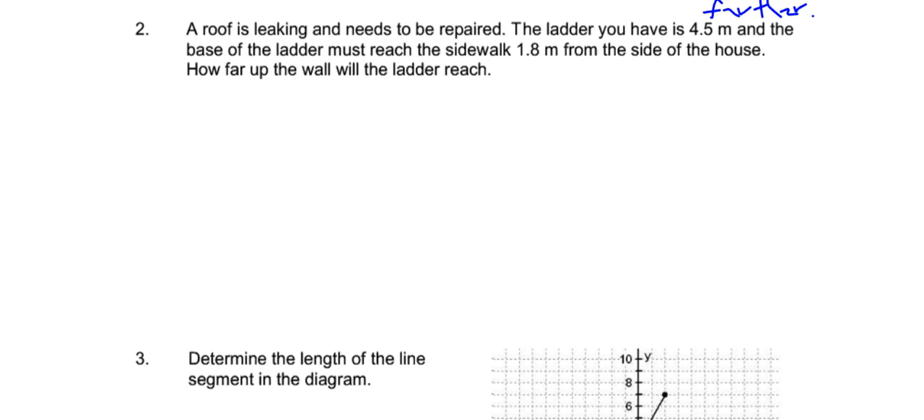Example number 2. A roof is leaking and needs to be repaired. The ladder you have is 4.5 meters, and the base of the ladder must reach the sidewalk 1.8 meters from the side of the house. How far up the wall will the ladder reach? So the first thing you want to do is to draw a diagram.